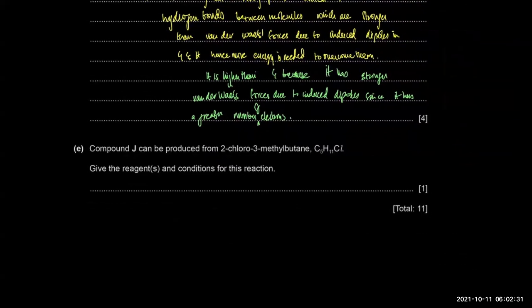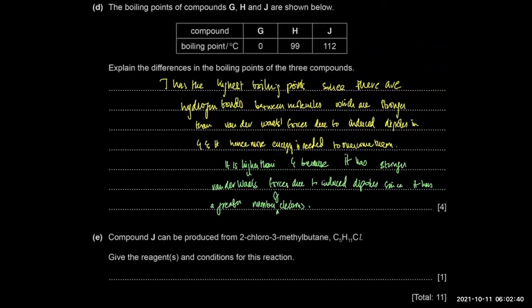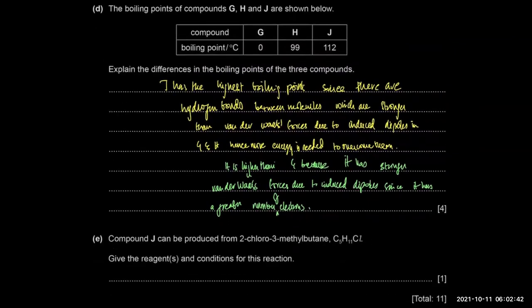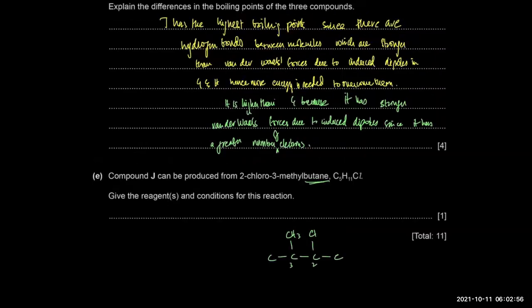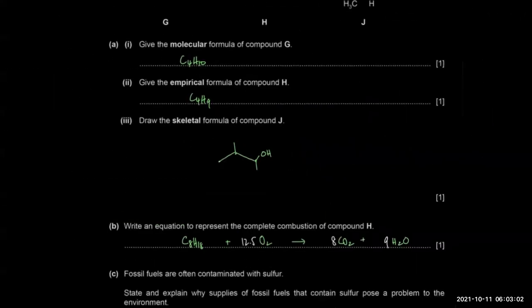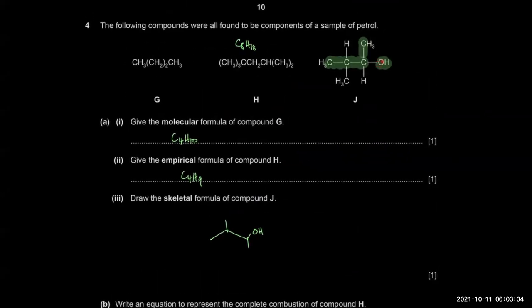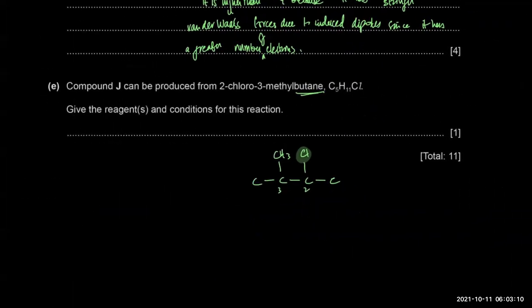Compound J can be produced from 2-chloro-3-methylbutane. So let's draw this out. We have butane, so that's 4 carbons, right? And you have 2-chloro and 3-methyl, right? So let's call this carbon 2, carbon 3. So they're saying you can replace this chlorine atom with an OH group, right? So our product over here is this guy.